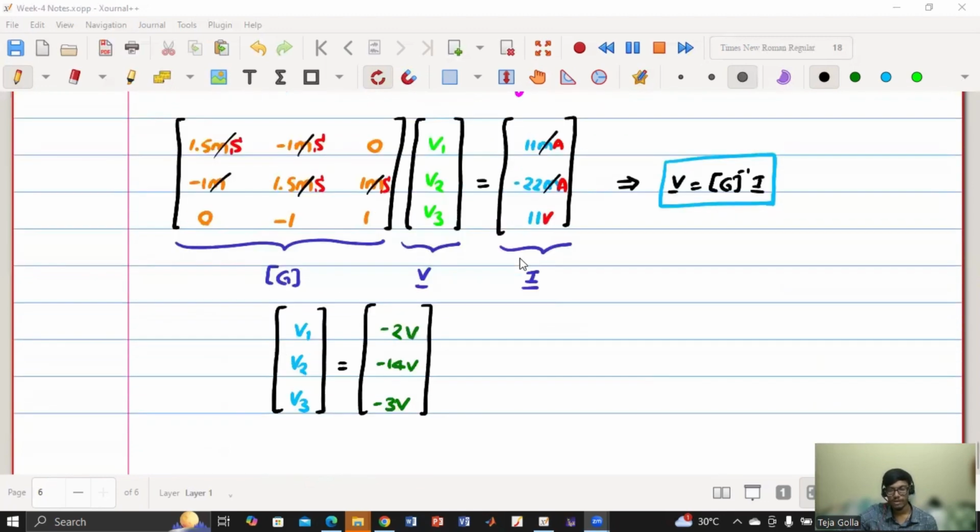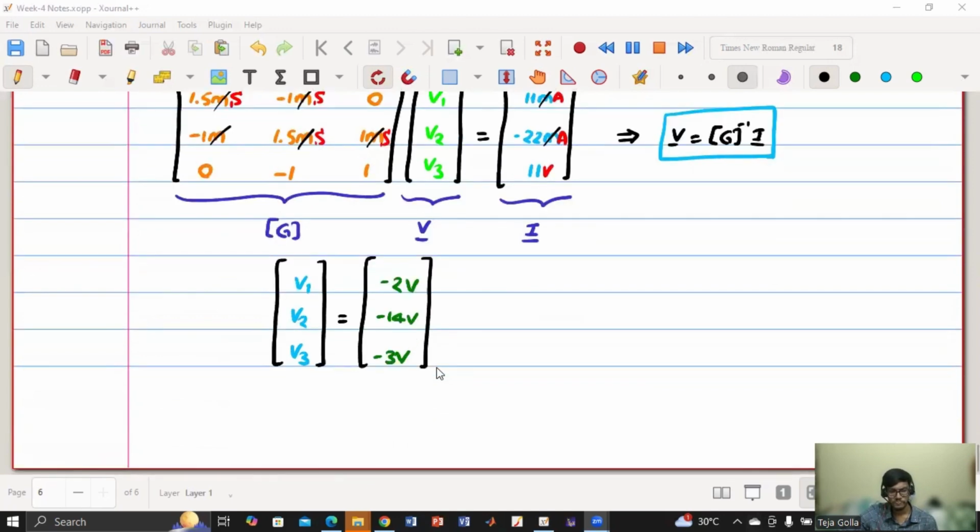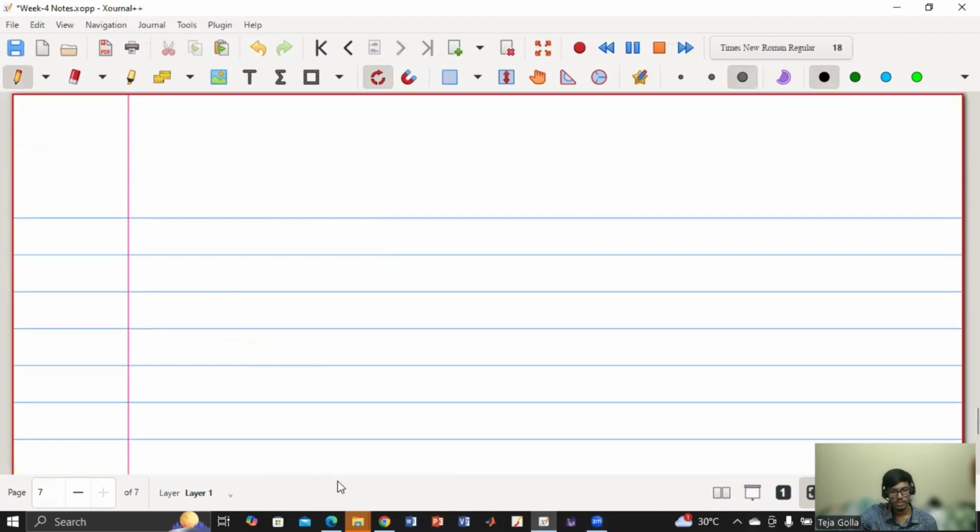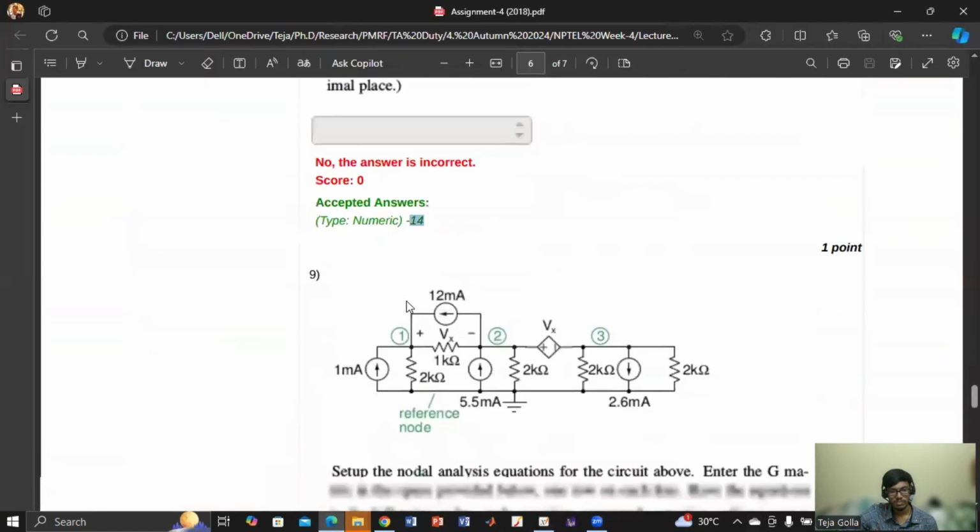If you have any queries, you can ask, else we'll move on to our final problem of today's session, which is the dependent voltage source. Do you have any queries until this point? This is our last question.